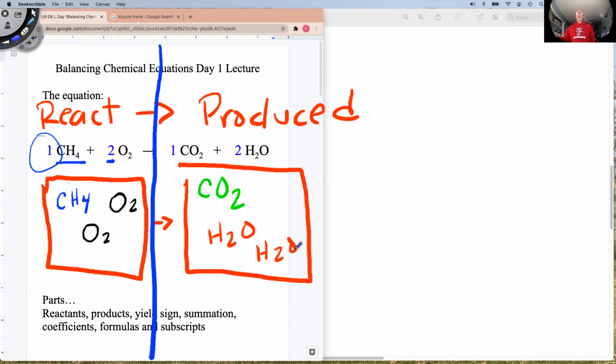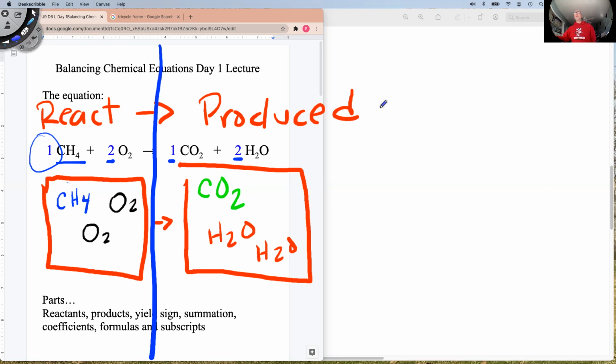The finished product, you would end up with one carbon dioxide molecule, and here's the one carbon dioxide molecule, and two water molecules. So at the end, what's in the box? Well, none of the methane and oxygen is in the box anymore because it all got used up. Is there carbon dioxide or water in the box at the beginning? Absolutely not, because it hasn't reacted yet. So we start with this, we end with the products over here.